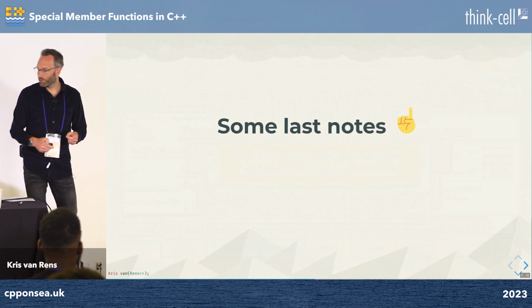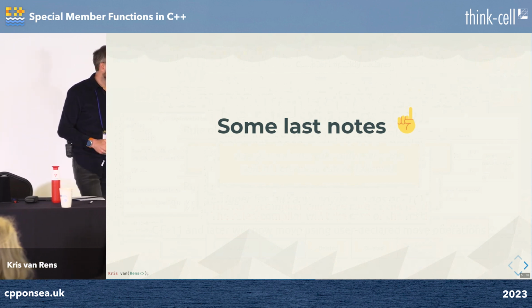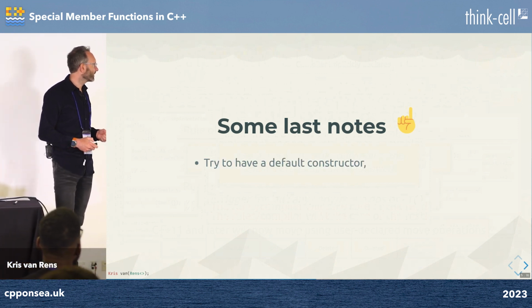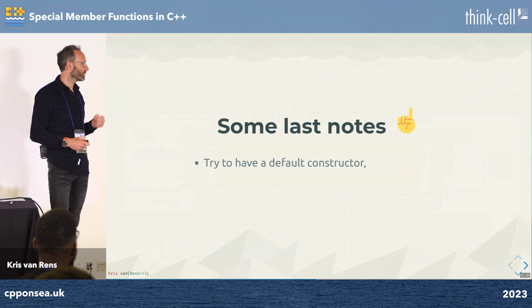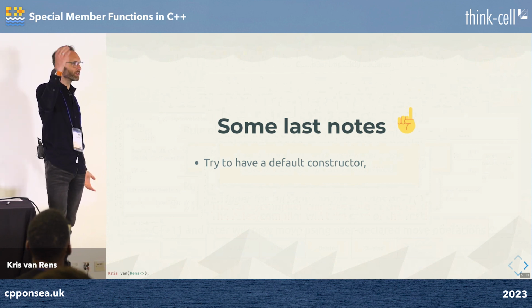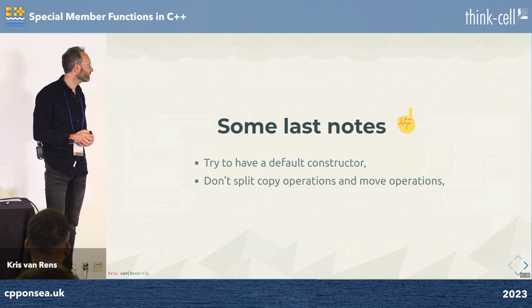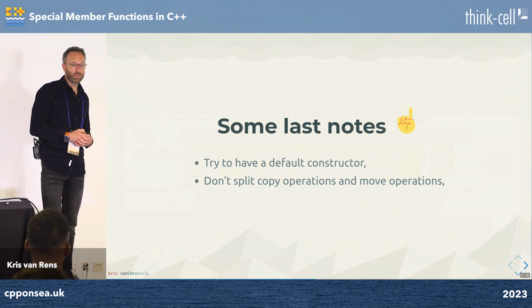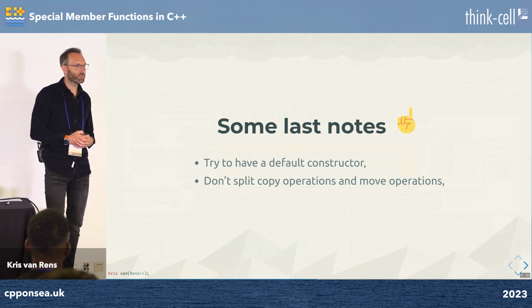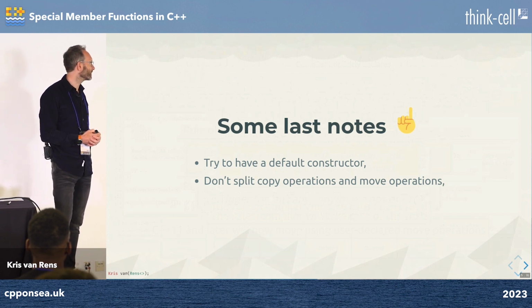Right, some last notes before we go into the next section. I mentioned this already: try to have a default constructor because it makes types much easier to work with. You can basically already reserve vectors with a size and things like that. Never split the copy or move operations. That's almost always a code smell, I would say.